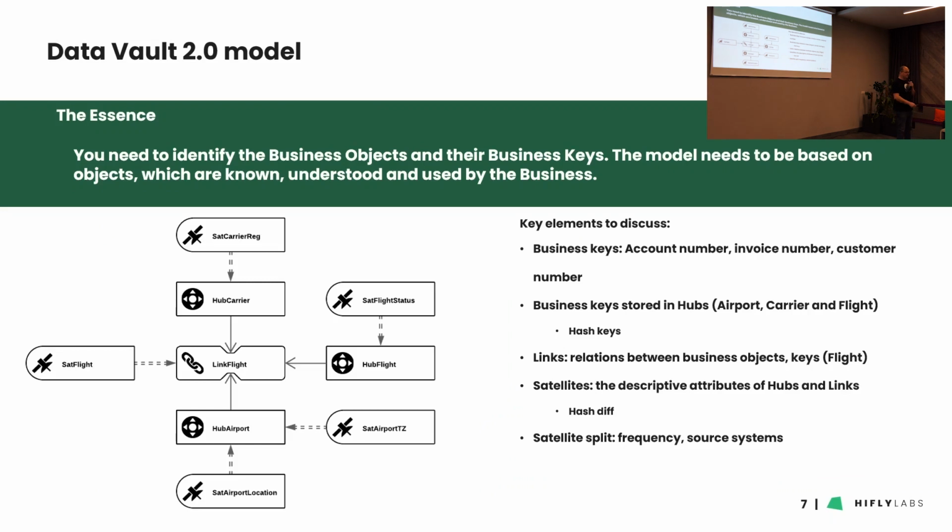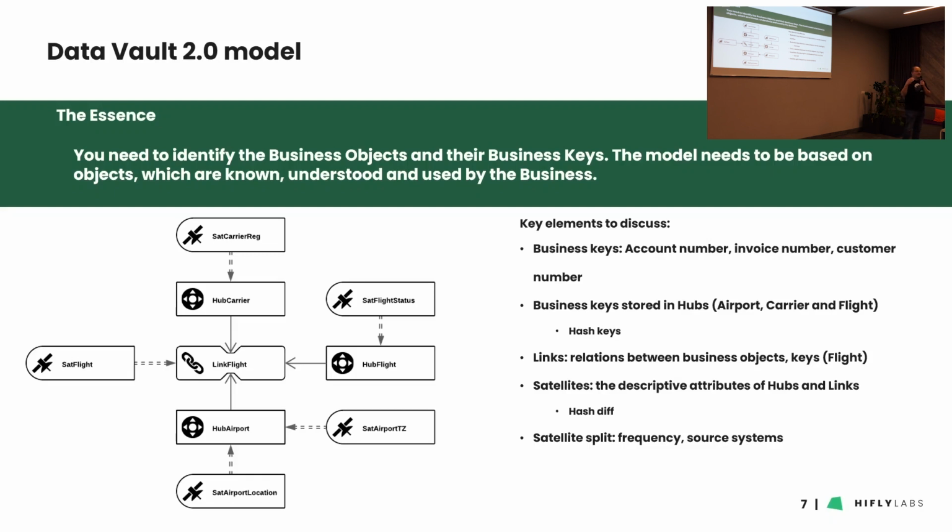Okay, let's look at the model, because the gist of it, the most important thing in it, is the model itself. In the model, as I already said, the most important first step is to identify the business objects and the business keys that our business is talking about. In the example here that you can see, it's about flights and airports and carriers. You identify the three objects that our business is most talking about: airports, flights, carriers, and they become the so-called hubs.